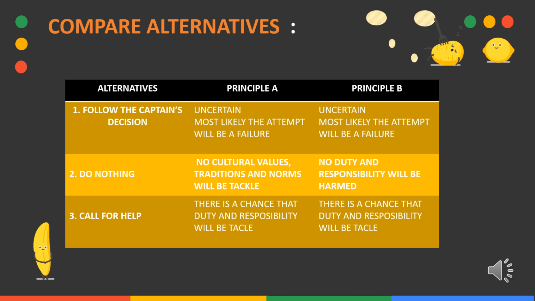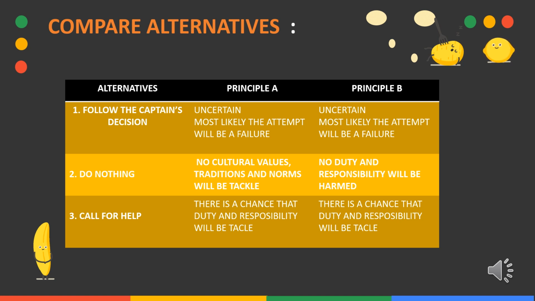Compare alternatives. Alternative number 1: follow the captain's decision. Principle A: uncertain. Most likely the attempt will be a failure. Principle B: uncertain. Most likely the attempt will be a failure.